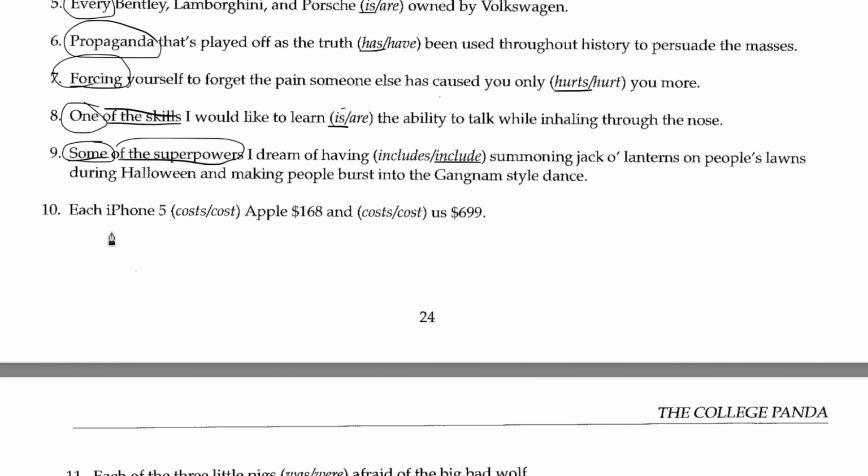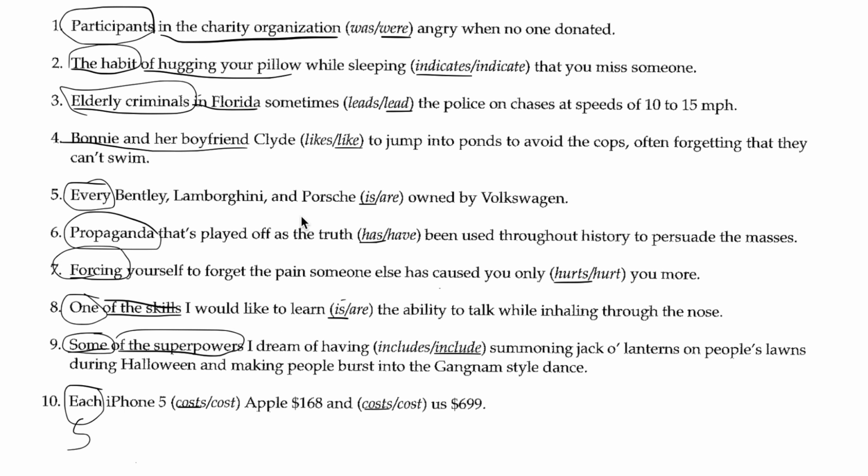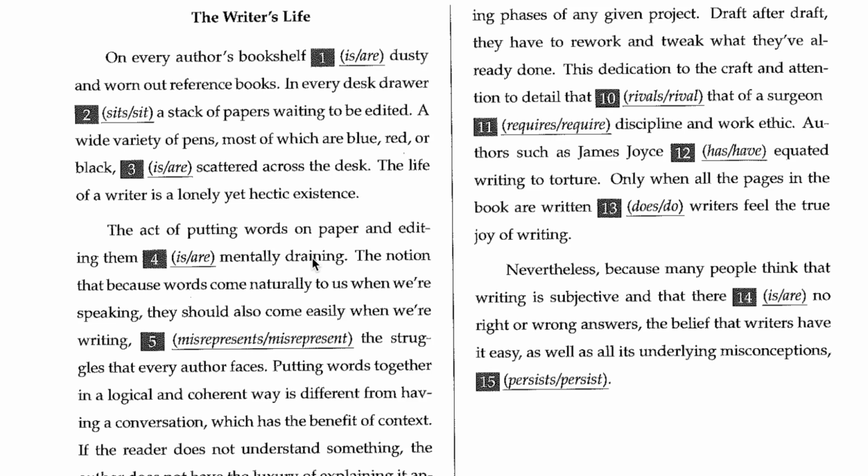Number 10. Each iPhone 5 costs Apple $160 and costs us $699. Okay, where's my subject? It's each. And we said each is singular. Each is one of the tricky singulars, so each is singular, so the verb will take an S. So each iPhone 5 costs Apple $160 and costs us, because it's still the same subject, which is each. I think this exercise was a bit easy, so let's raise up the challenge and answer exercise number 2.